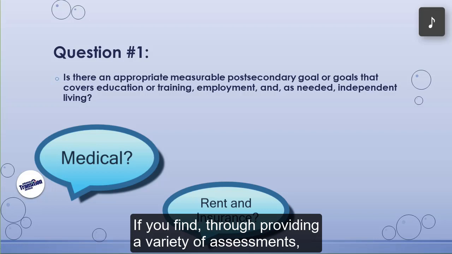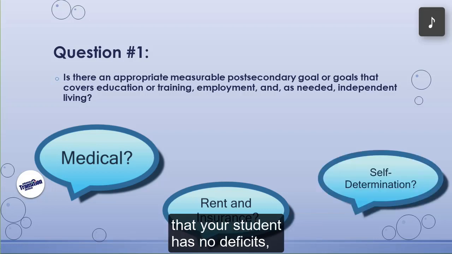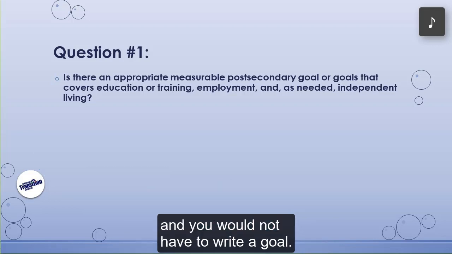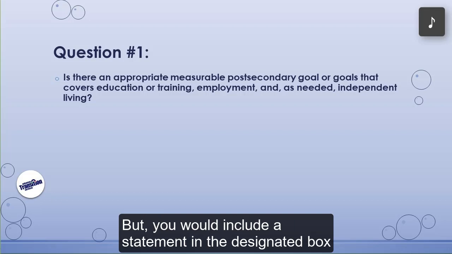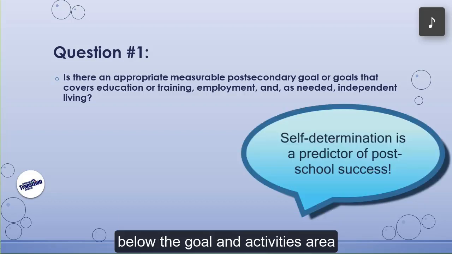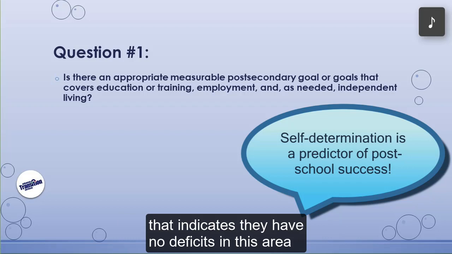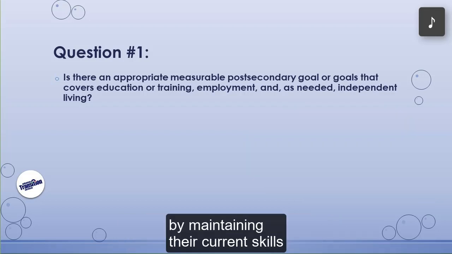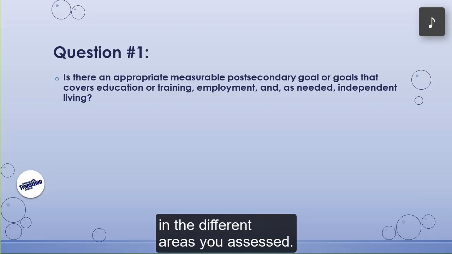If you find through providing a variety of assessments that your student has no deficits, then it could be considered not appropriate to write a goal, and you would not have to write a goal. But you would include a statement in the designated box below the goal and activities area that indicates they have no deficits in this area and will live with independence by maintaining their current skills in the different areas you assessed.